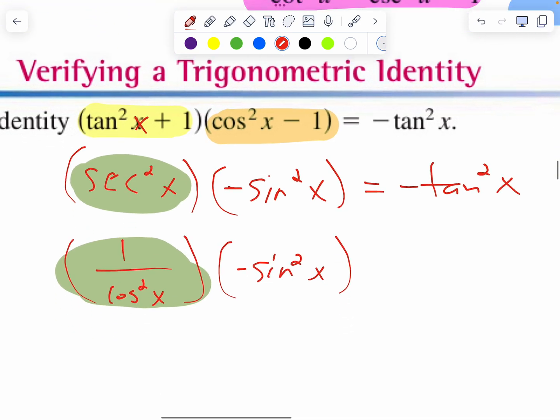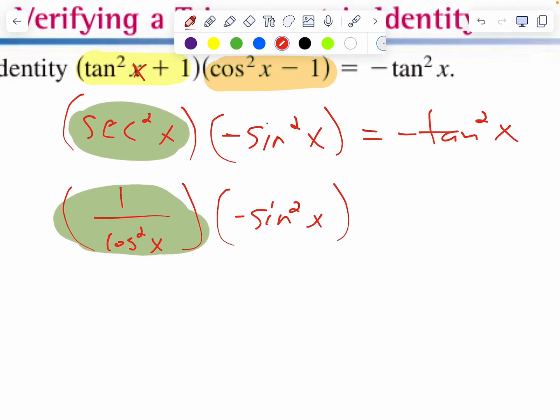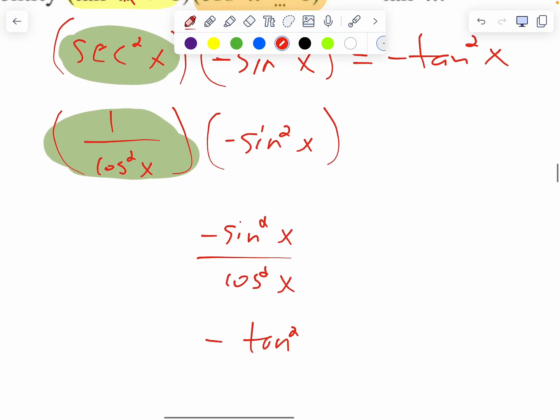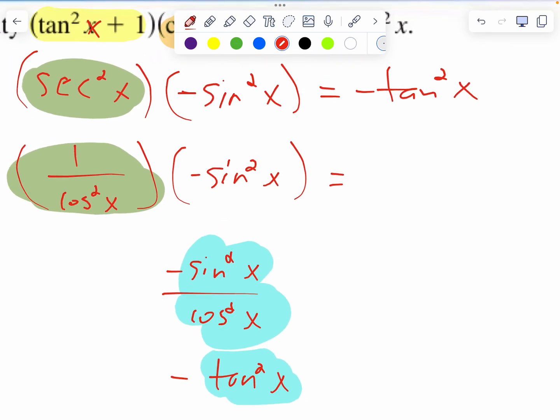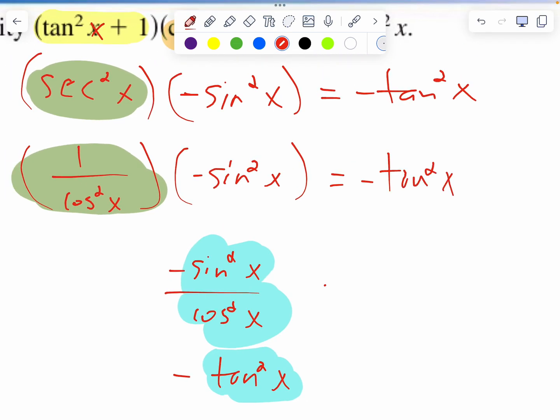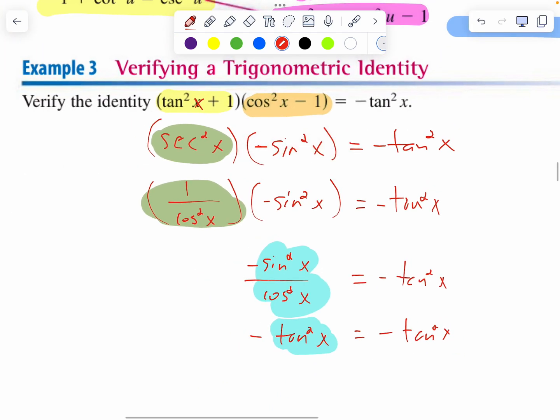Green becomes green. I've seen green before. Green becomes green. And blue becomes blue. And I'm done. I've verified.